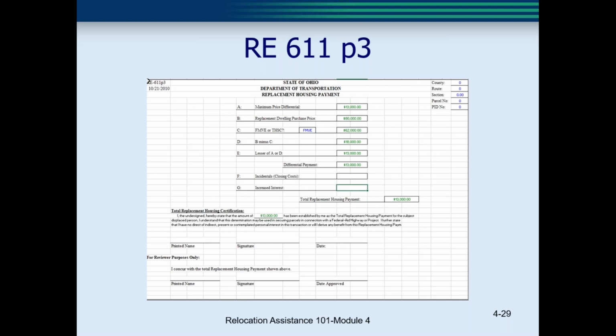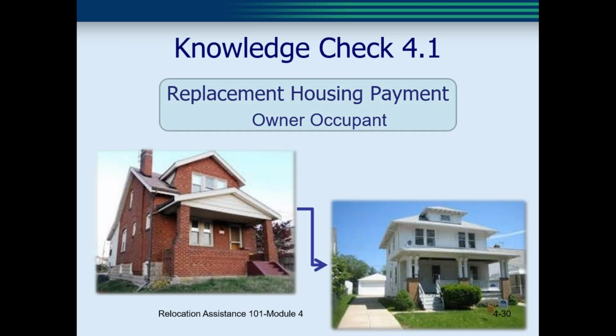So the form RE 611 also documents what they actually receive. Once you know what they have purchased, now you're going to go back in. Now you're going to put in the cost of the actual replacement site, and then you're going to put down the final additive that they actually receive. And that is on the RE 611 page 3. And you have a copy of that in your handout.